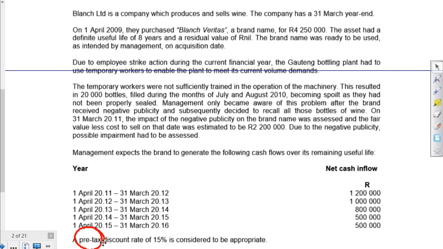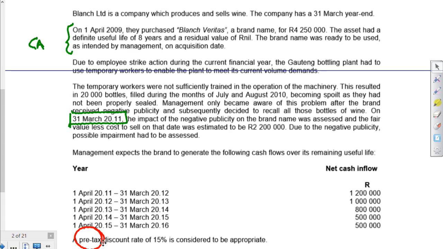All right. So, 3 numbers you need to calculate. You need to calculate a carrying amount. Carrying amount you're going to do from here. It should be fairly straightforward. The brand was bought 1 April 2009. It has no residual and a life of 8 years. We are now at 31 March 11. Okay? Then you have to work out recoverable amount. Recoverable amount is the higher of fair value less costs to sell. There it is.